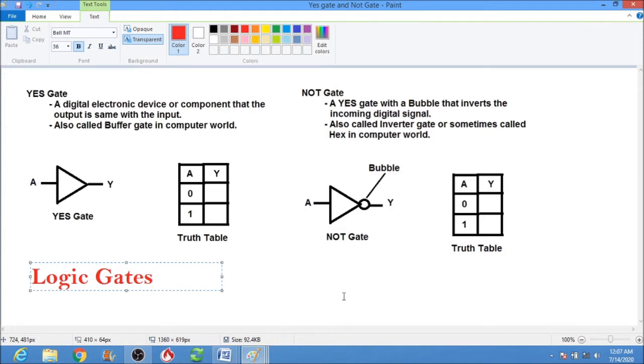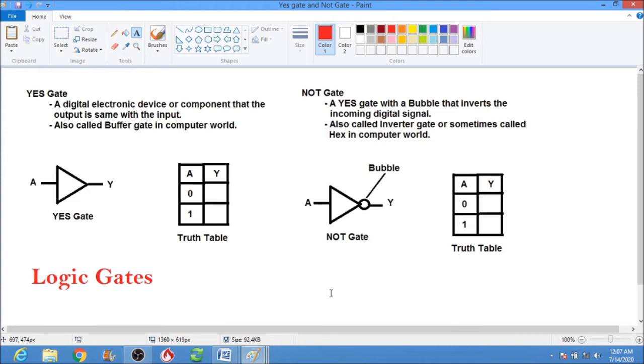Logic gates, we have six basic logic gates. We have the yes gate and the not gate. So let's discuss the yes gate and the not gate first.